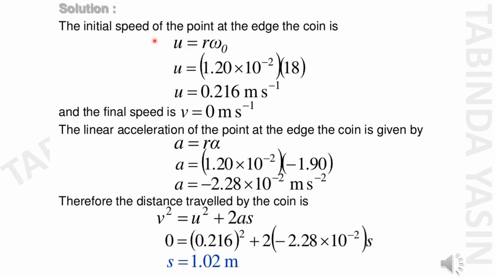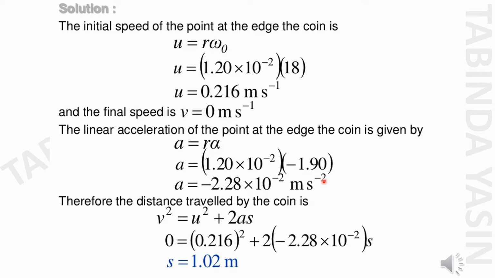The initial speed of the point at the edge of the coin is u is equal to r omega. Putting the value of r, 1.20 into 10 raised to the power minus 2, and omega naught is equal to 18. Multiplying, we get u is equal to 0.216 meter per second, and the final velocity v is equal to 0 meter per second. The linear acceleration of the point at the edge of the coin is given as a is equal to r alpha, and substituting the values, a is equal to 1.20 into 10 raised to the power minus 2 into minus 1.90, so a is equal to minus 2.28 into 10 raised to the power minus 2 meter per second square. The negative sign shows that the speed is decreasing.